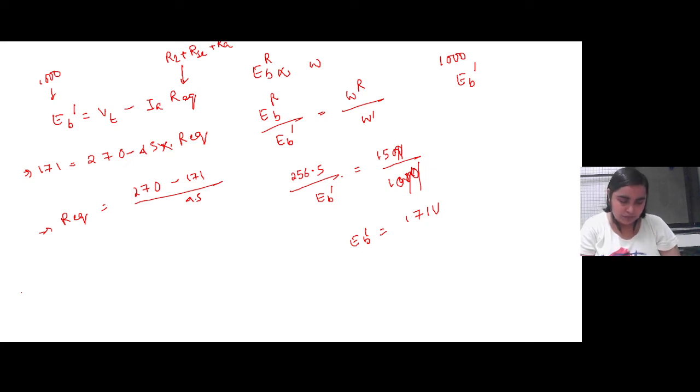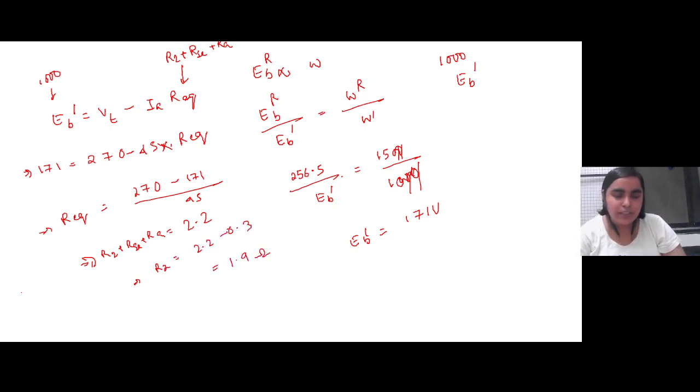270 minus 171 by 45 is equal to 2.2 ohm. Now R equivalent consists of R2 plus R series plus R armature. So R2 is equal to 2.2 minus 0.3, which is equal to 1.9 ohm, right?